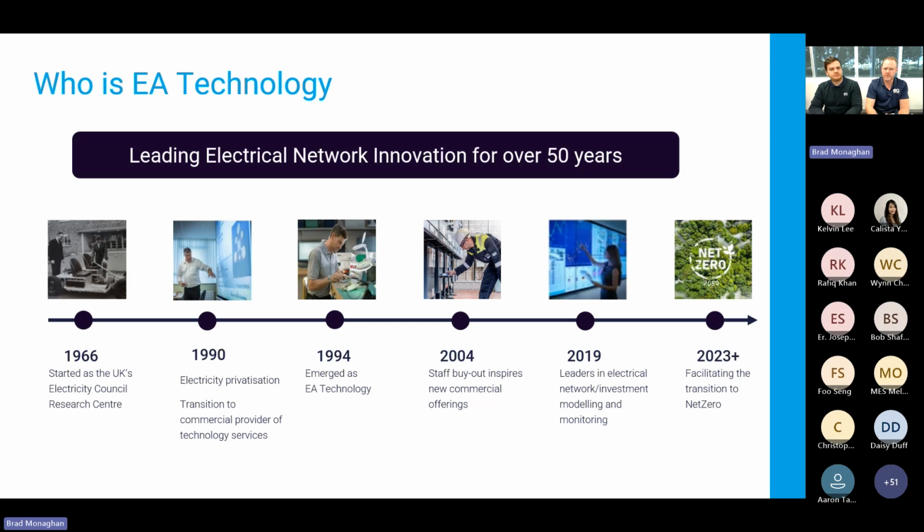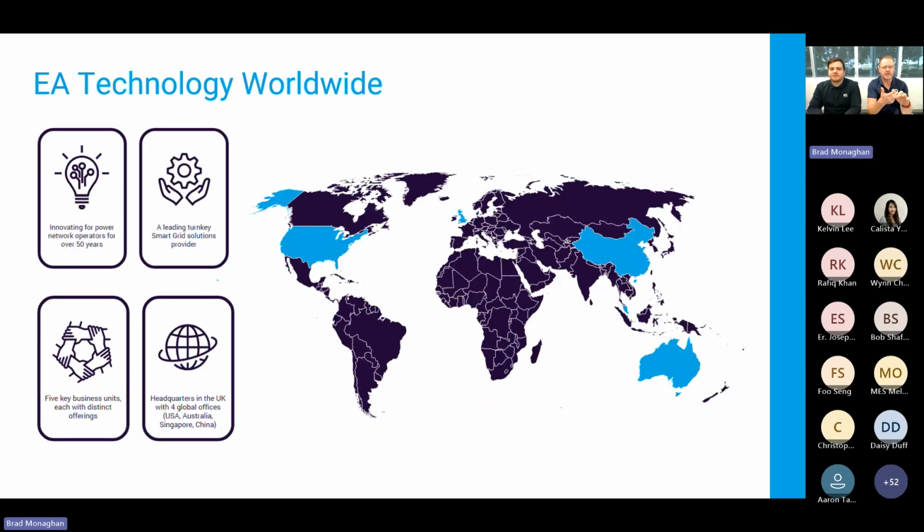So we have offices all around the world. We've got England, America, China, Singapore, and Australia is where our offices are at the moment. And we work closely with all electrical companies, high voltage, low voltage, and we have a lot of different services.